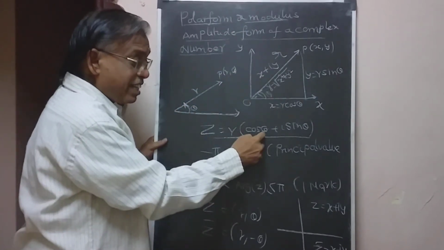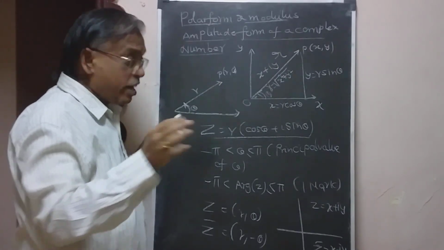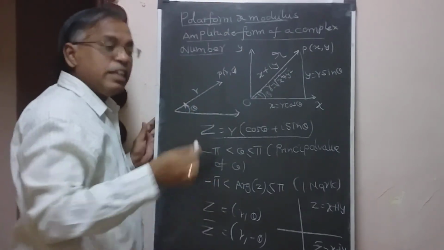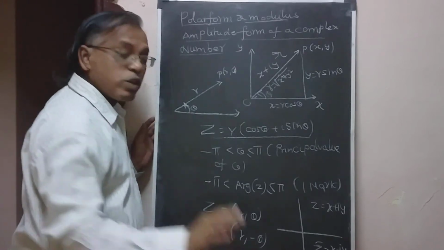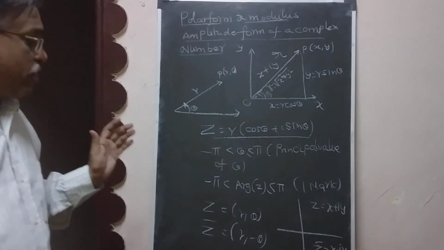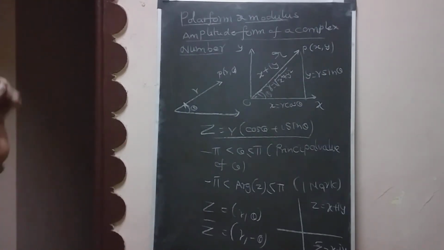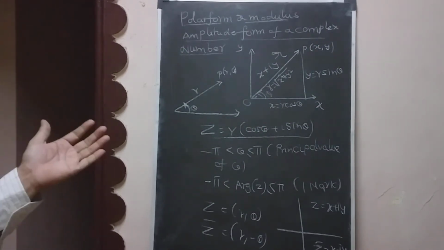But what about the theta? Here we should be very careful. First we have to decide the quadrant where this particular complex number lies. Then only you can decide the theta. Directly you cannot decide the theta. Okay students? So this is very important. In the next video, I am going to teach about how the theta varies if the complex number lies in different quadrants.